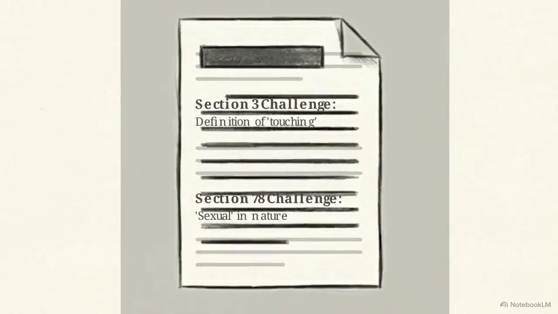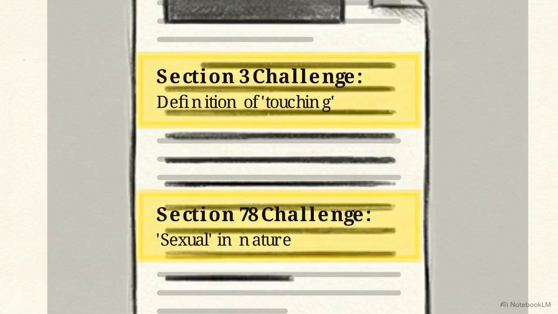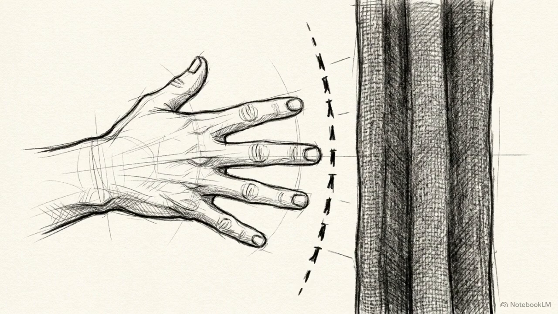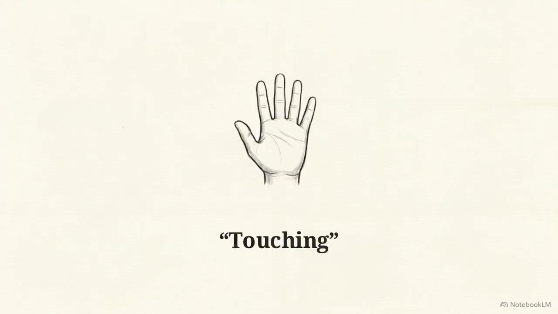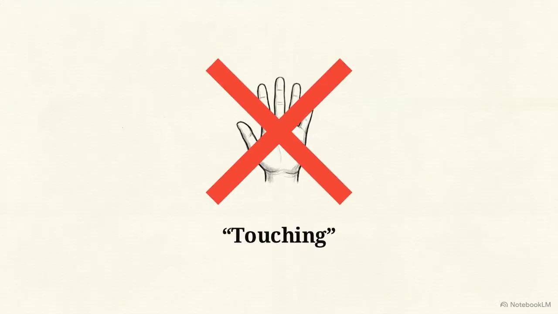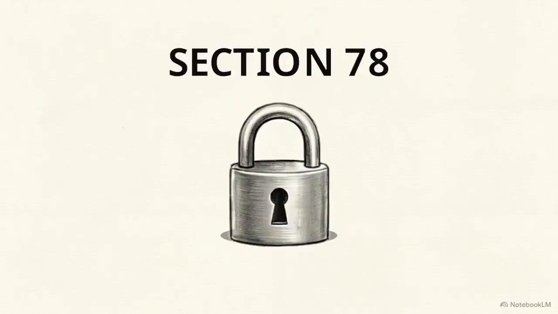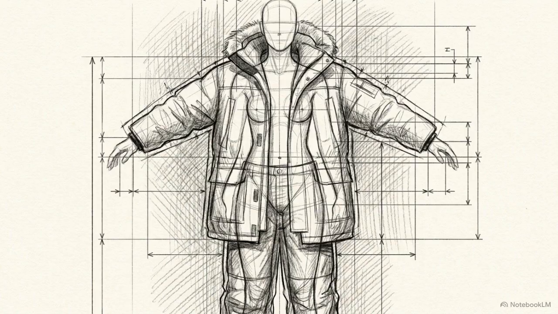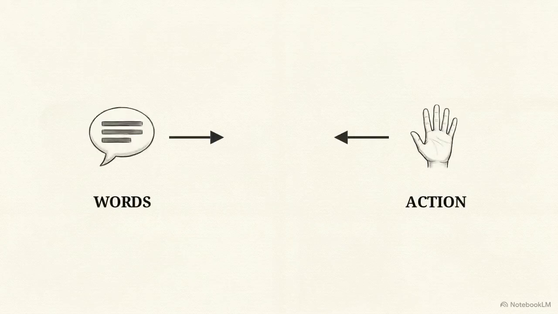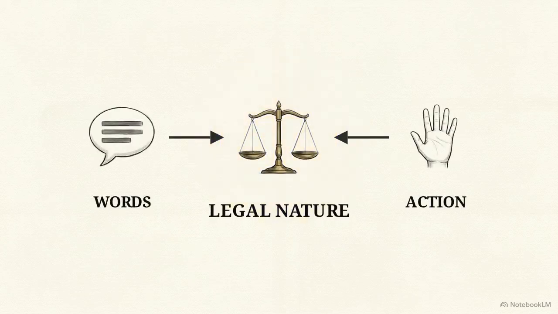His defense strategy rested on two specific statutory loopholes. First, the defense argued that grabbing the fabric of a person's trousers does not meet the strict legal definition of touching another person under Section 3 of the Act. Second, they argued that the physical mechanics of grabbing a waistband are not inherently sexual in nature, which is a strict requirement for a conviction under Section 78. To resolve this appeal, the court had to systematically define where the physical boundary of a human body ends in the eyes of the law, and logically map how verbal context alters the legal nature of a physical act.